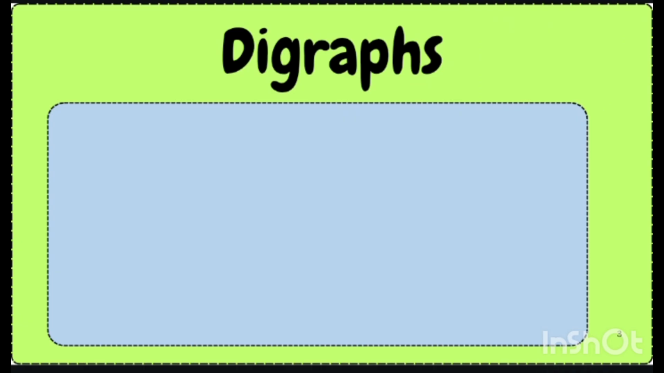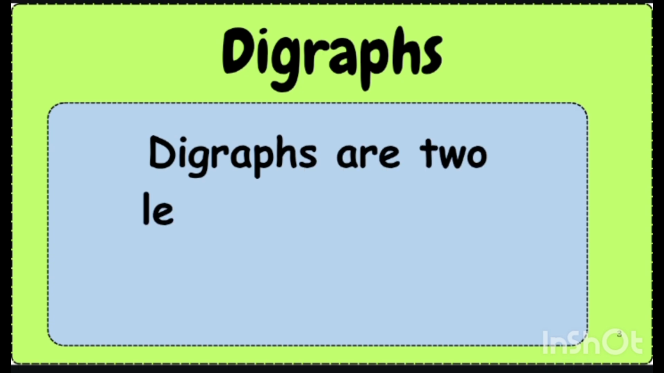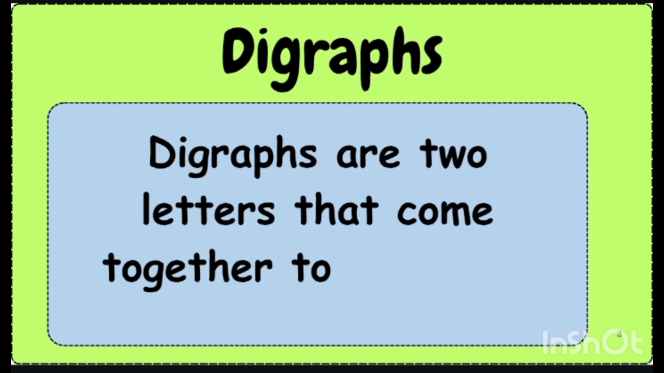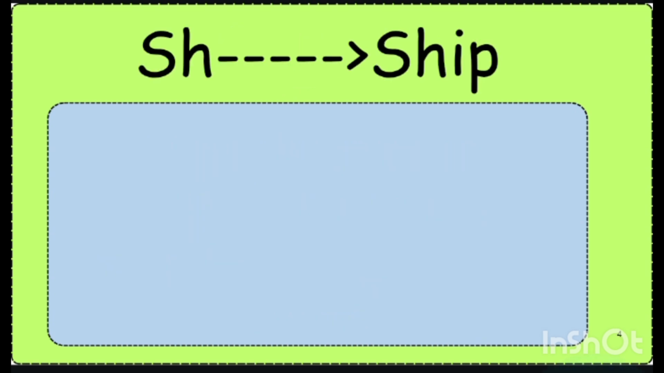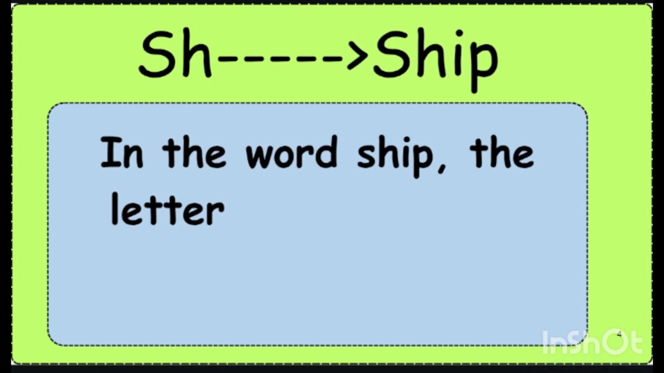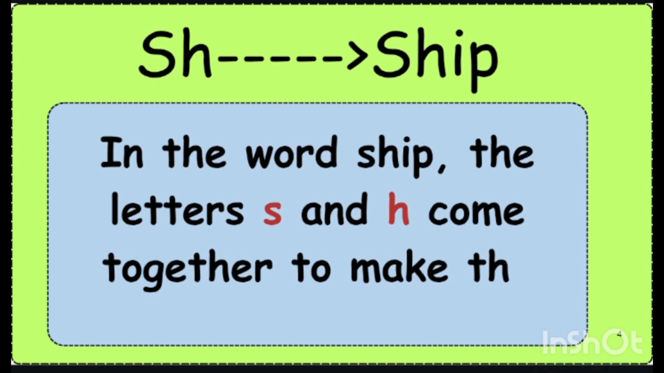So let's first understand what digraphs are. Digraphs are two letters that come together to make one sound. Okay, let's understand this with the help of examples. For example, there are two letters S and H that come together and make one sound, sh. So ship. In the word ship, the letters S and H come together to make the sh sound.